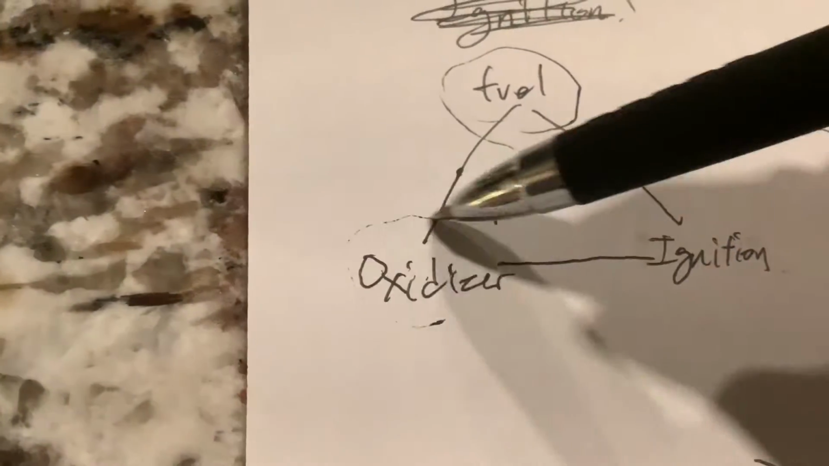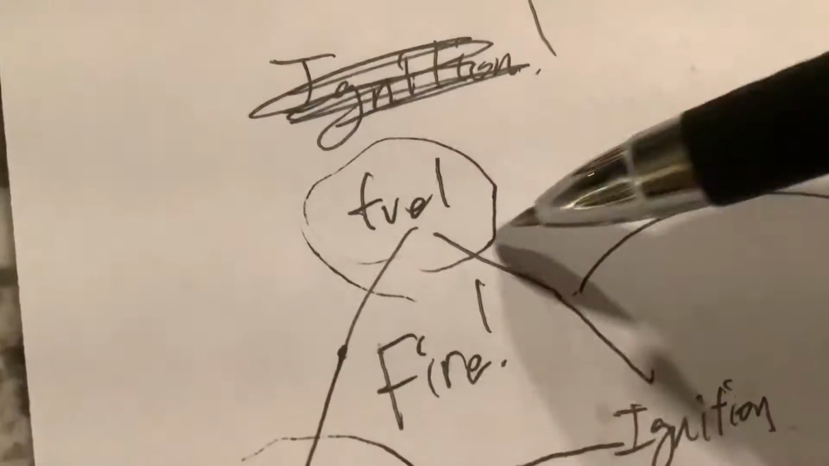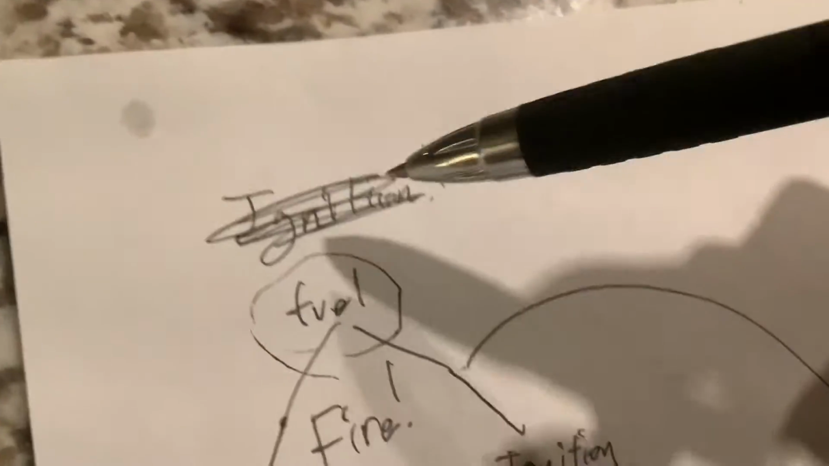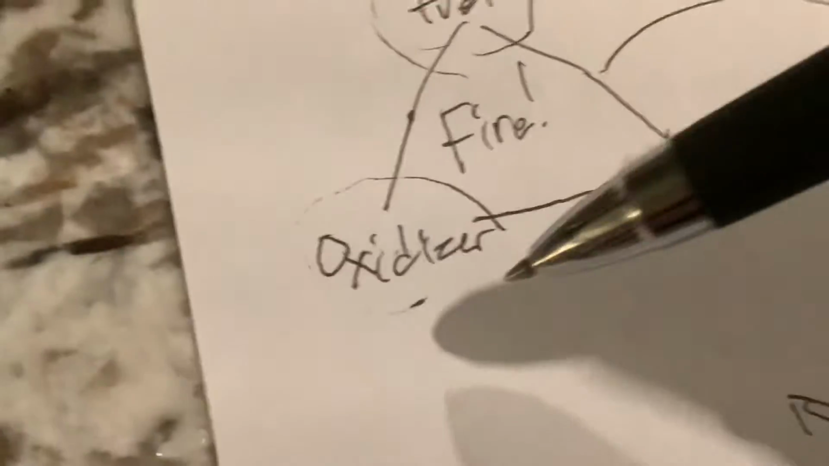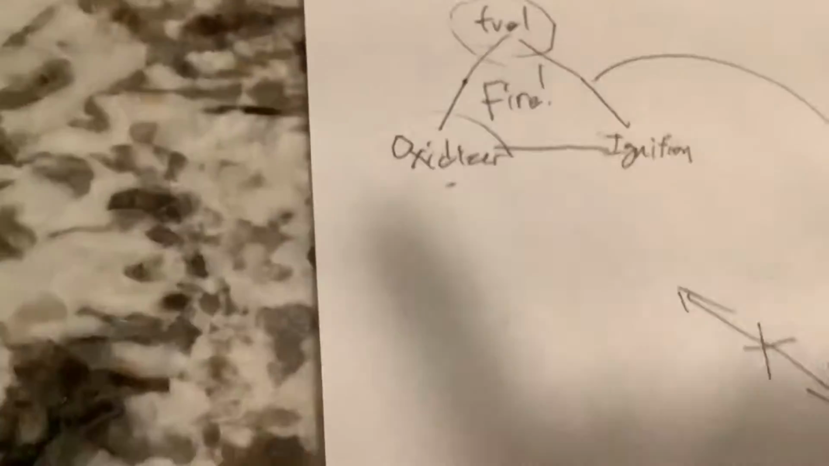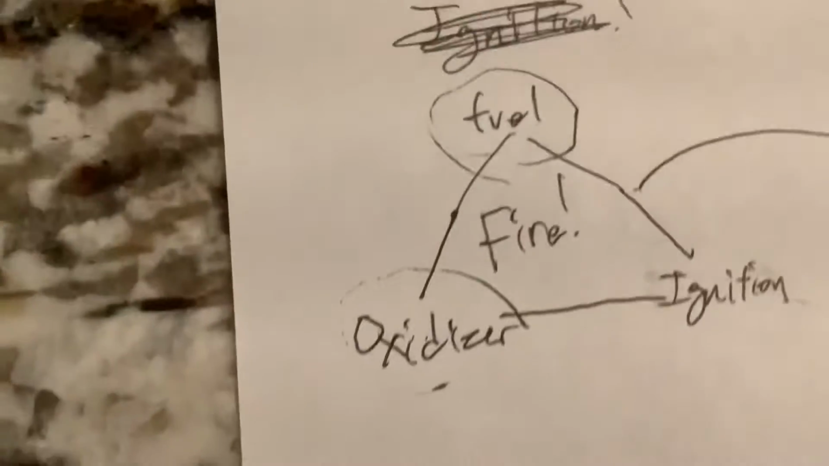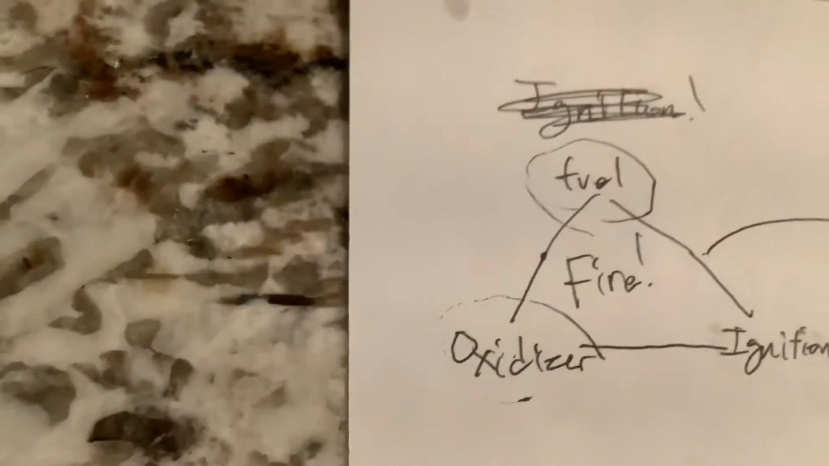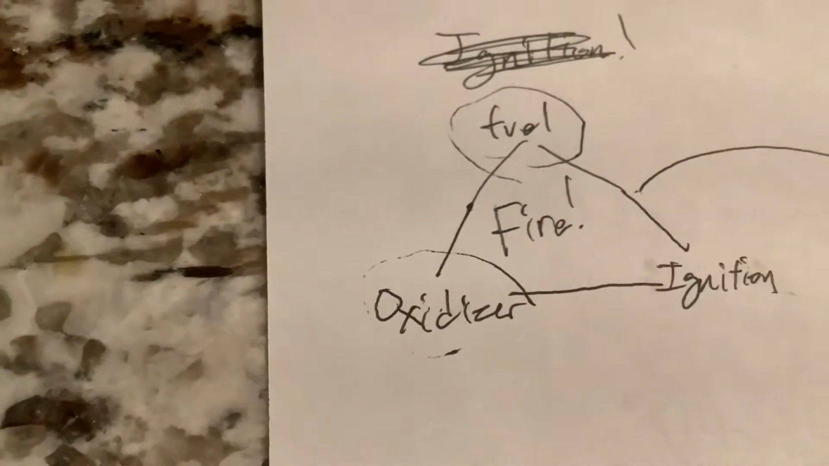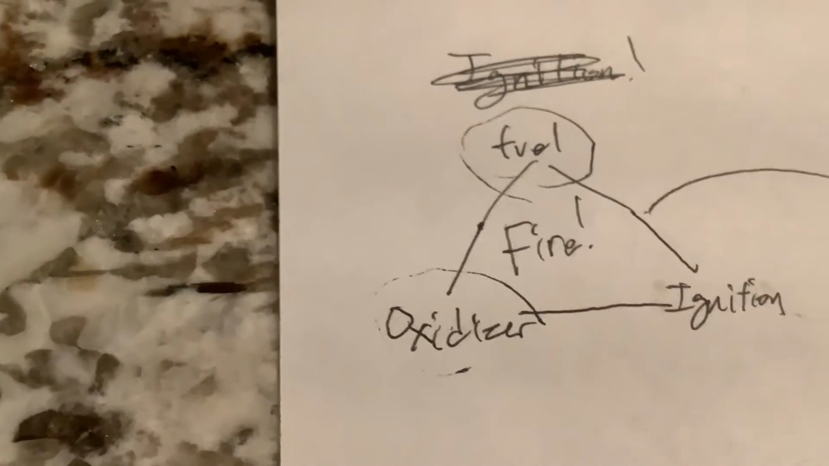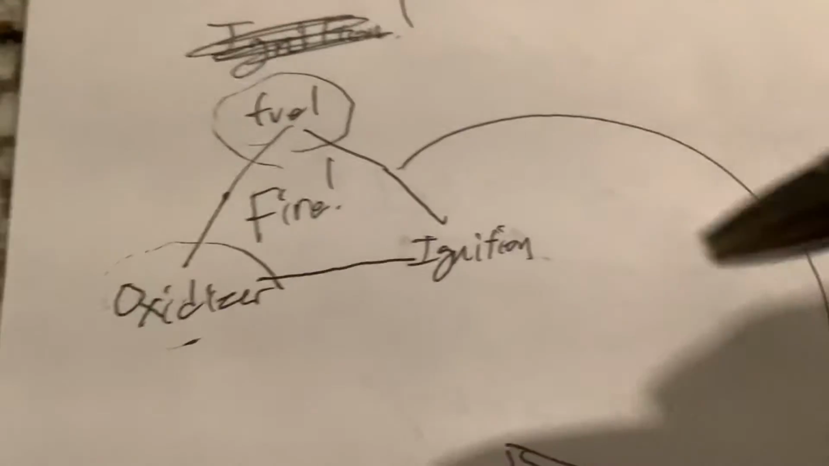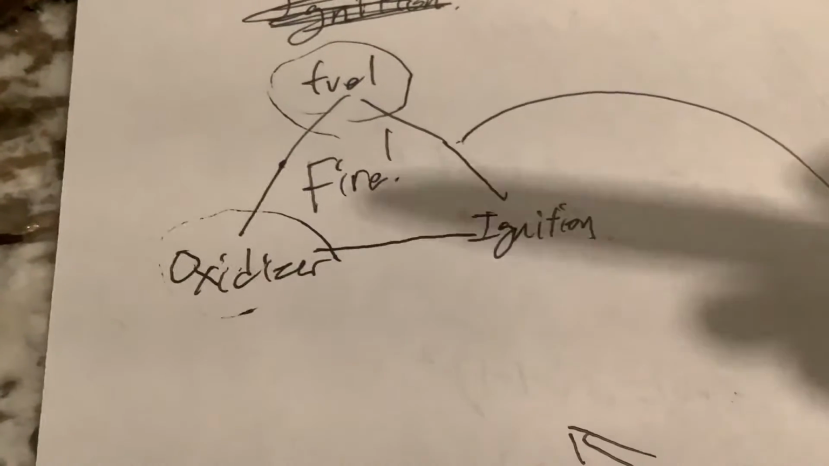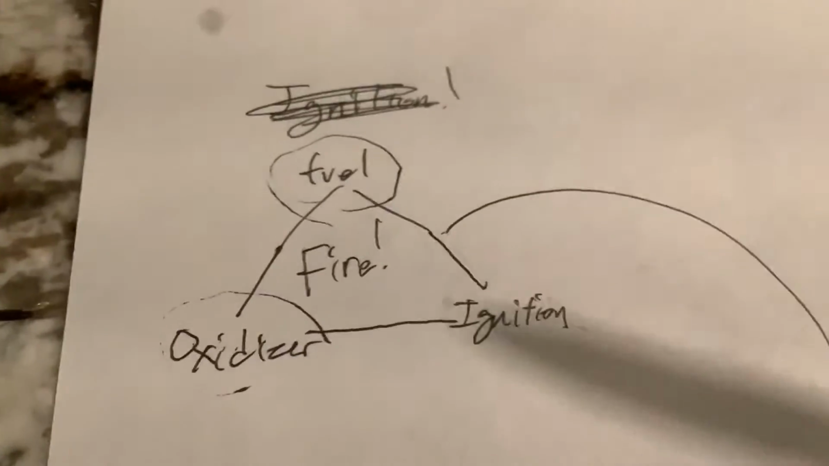You need oxidizer. Fuel would be something like gas or something like wood. You need oxidizer. And this is also important for stuff to burn. Things can only really burn because there's oxygen in our atmosphere. And you need ignition. You need a spark or you need some heat to start that fire.